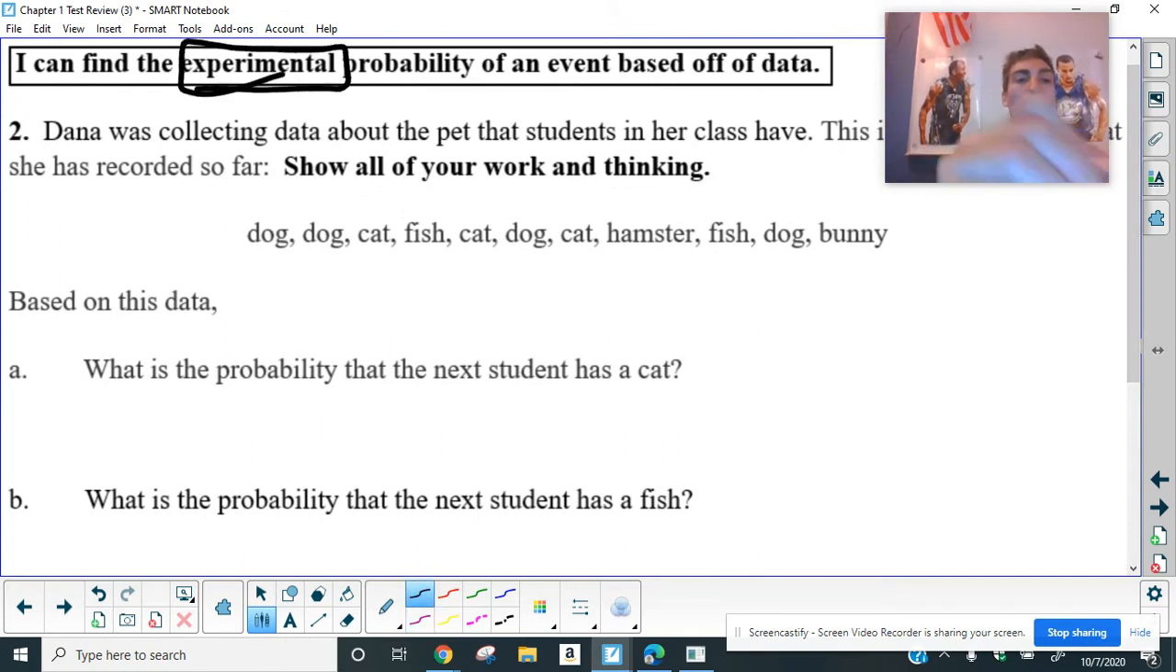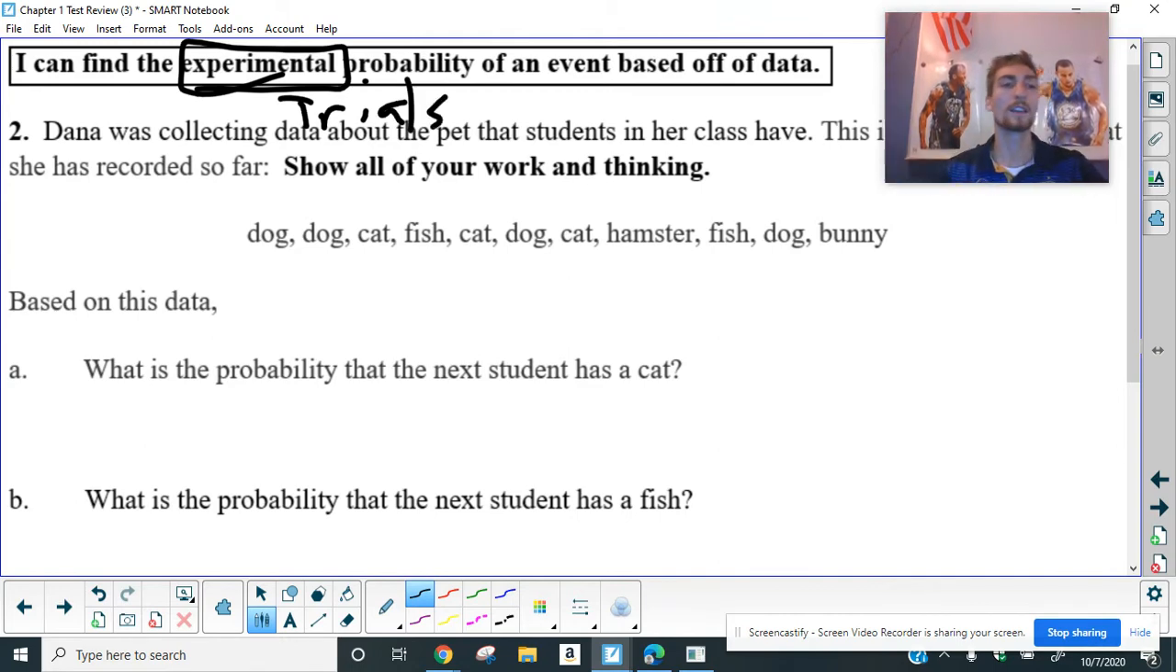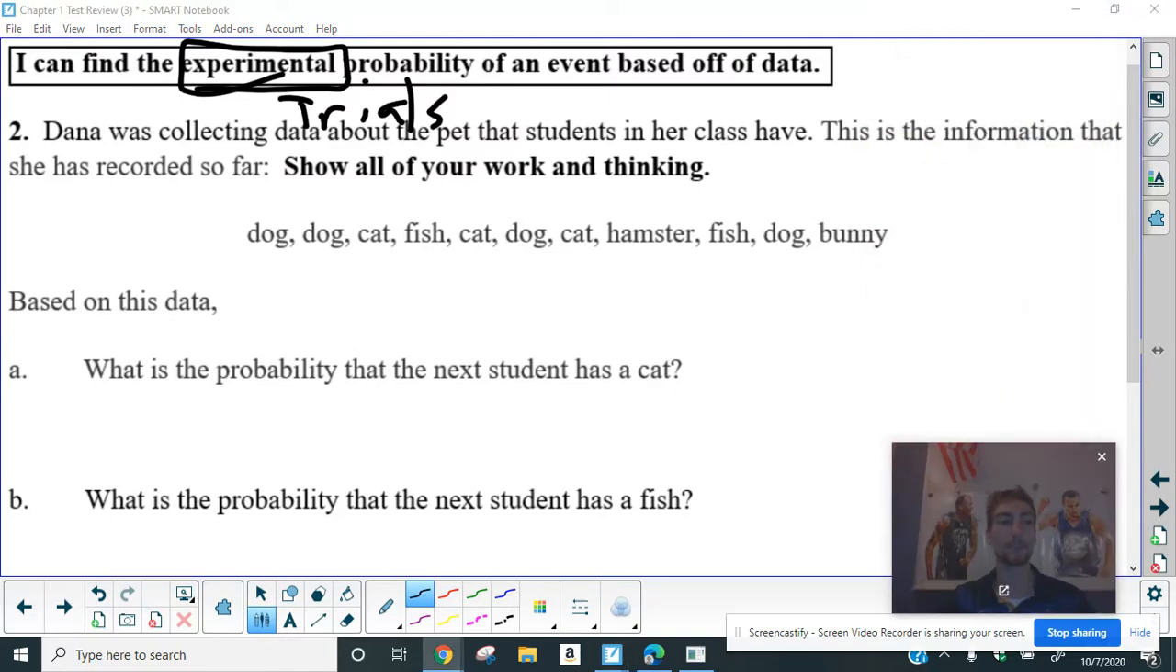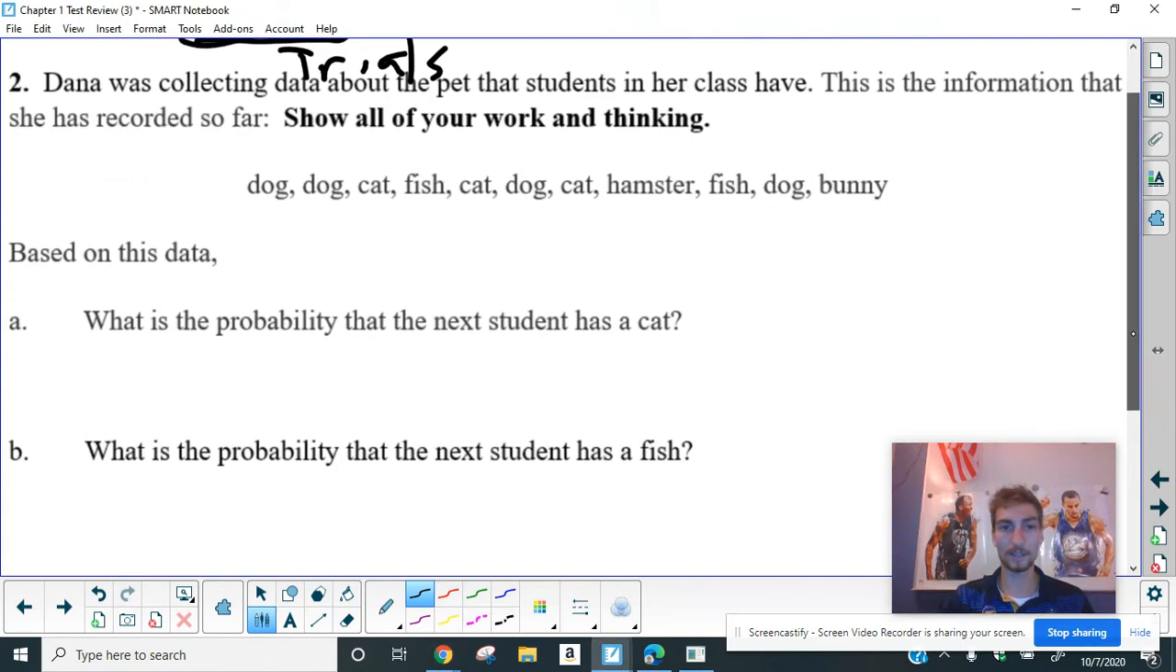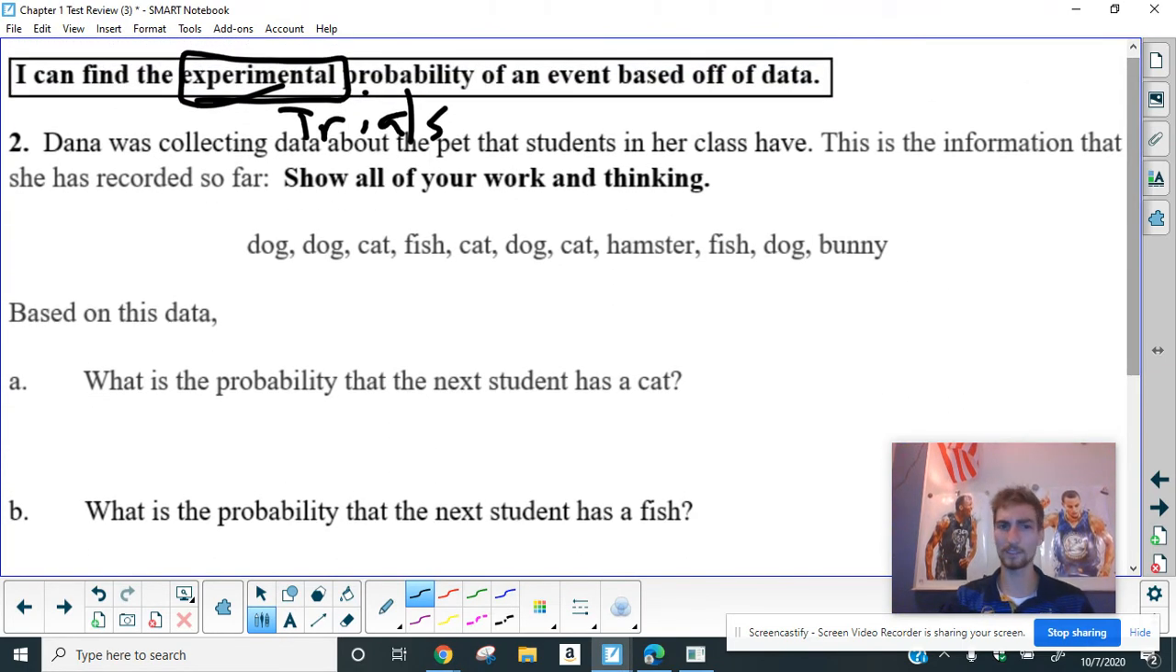Right away, experimental, what does that mean? Well, it's like we're running experiments, actual trials, actual data. So it says Dana was collecting data about the pet that the students in her class have. This is the information that she has recorded so far. And so it gives us dog, dog, cat, fish, dog, cat, hamster, fish, dog, bunny. That's a lot of different pets. It sounds like JC's pets that she has at home. I think she said she has 12, if I remember correctly.